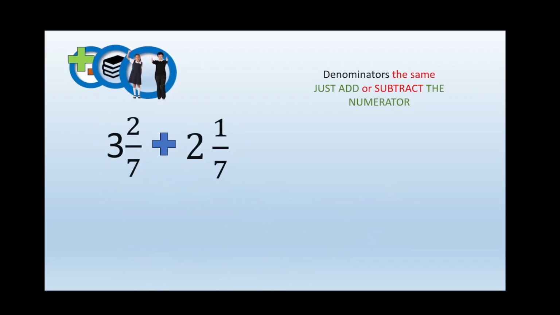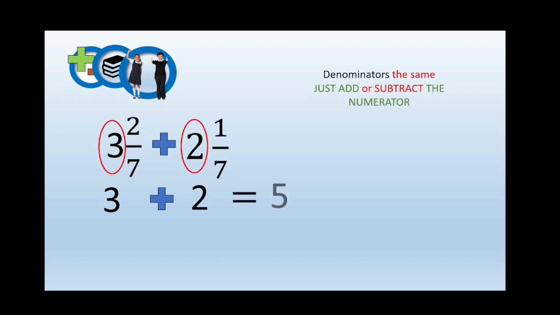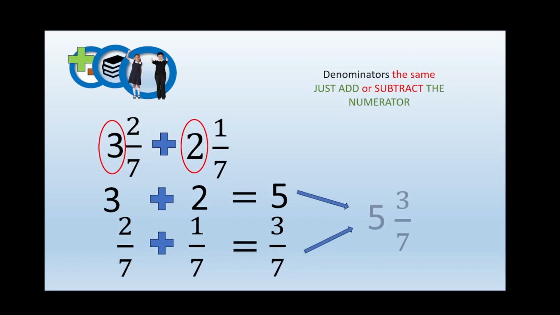Okay, it is now your go. So if you need to, pause the video, write it down, have a go at it. And I'm assuming that you've completed all of that. This is how it looks then. I'm going to add my whole numbers together because I've noticed that the denominators are the same. I'm now going to add the two fractions together, and then I'm just going to bring everything together and I get 5 3/7 in this particular answer.